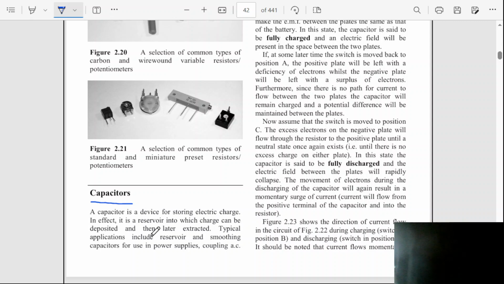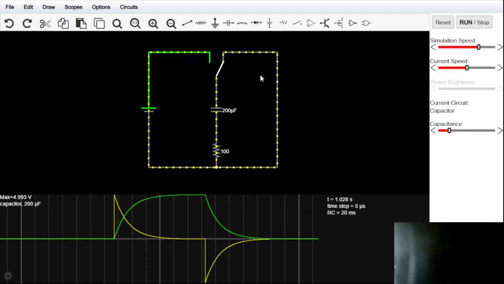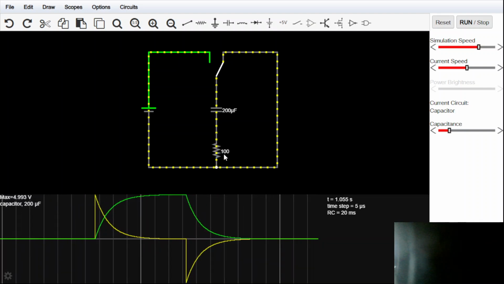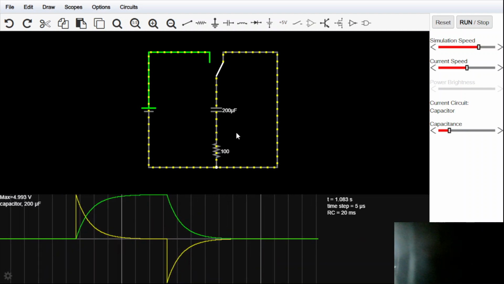Typical applications include reservoir and smoothing capacitor for use in power supply, coupling AC signals, discharging through this resistor. I have a 100 ohm resistor here.